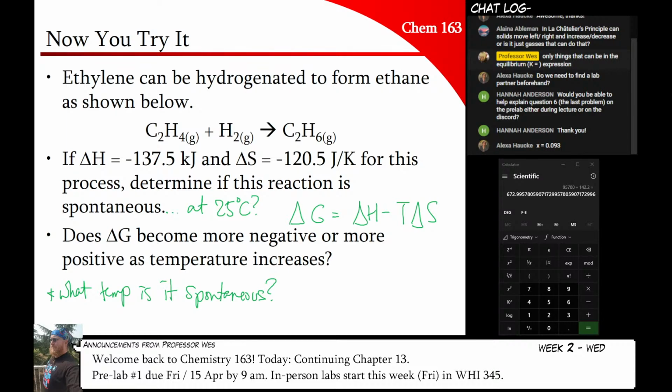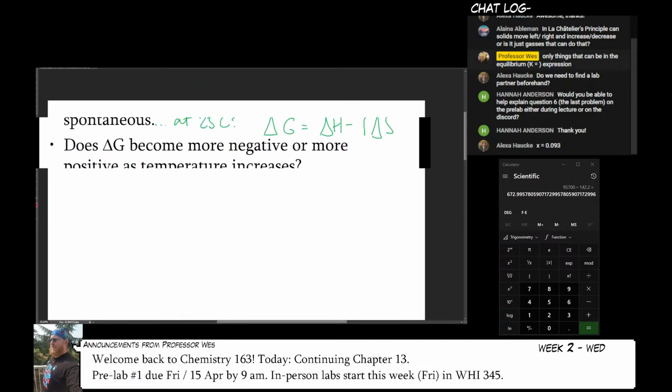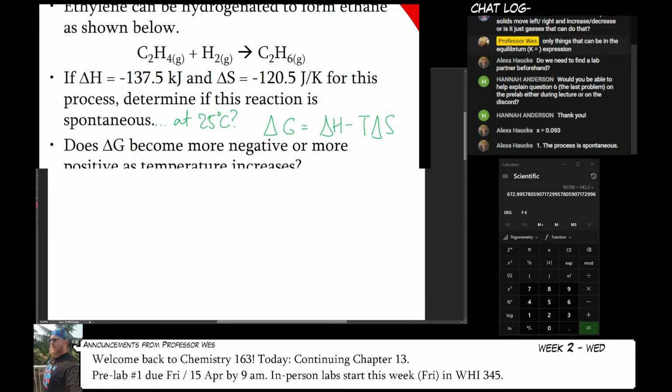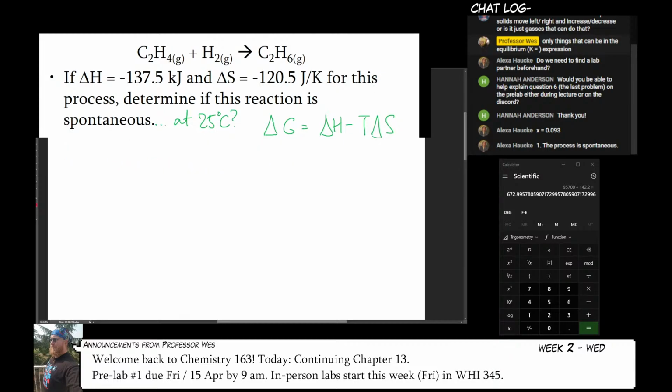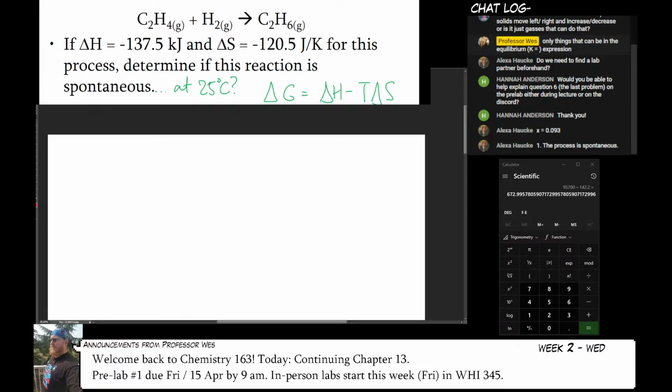All right, we're going to run out of time unless I go over the answer here. So let's do that. So clear the canvas there, and we'll put this on the screen. Oops, there we go. All right, so let's check if it's spontaneous. So delta G equals delta H minus T delta S.